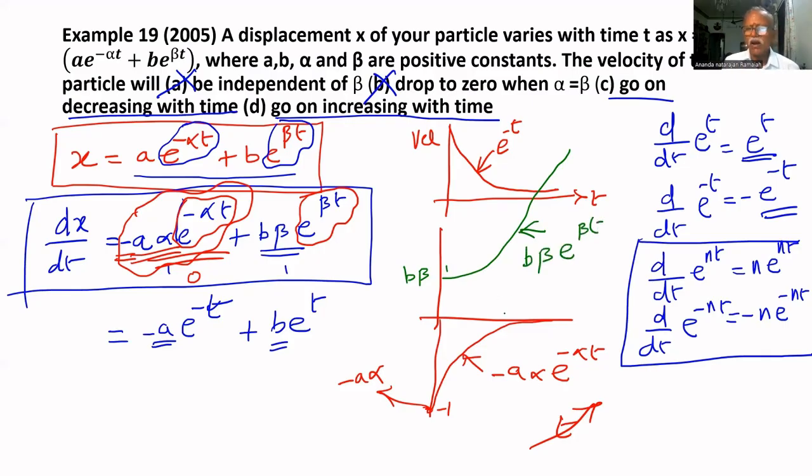Add these two together. After a long time, let us assume t's value is 1000, the first part goes to 0, but the second goes to a very high value. Therefore, it goes on increasing with time. Therefore, D is the correct answer. C is also wrong. So for these types of sums, we have to remove the wrong answers, then you will automatically get the correct answer. This is the eliminate-the-wrong-answers method.